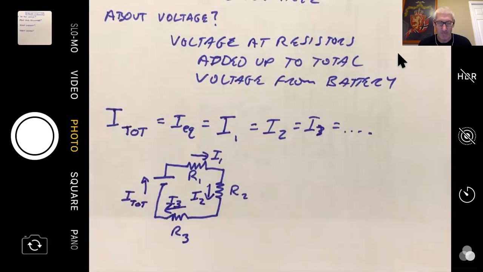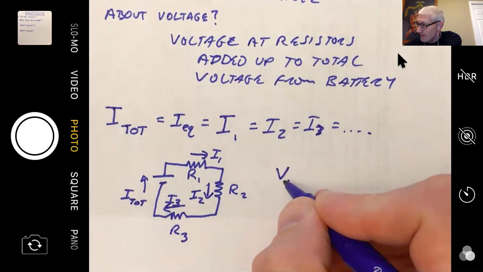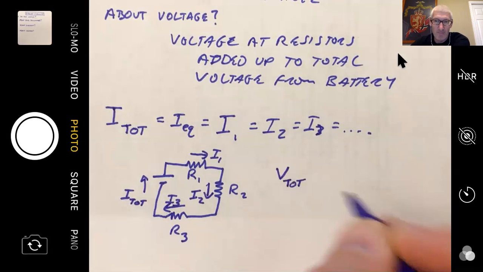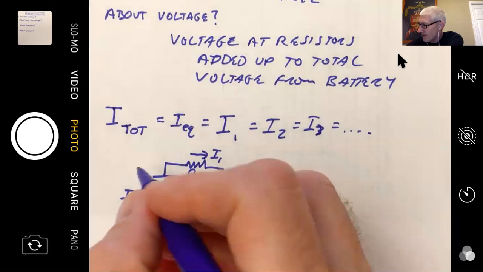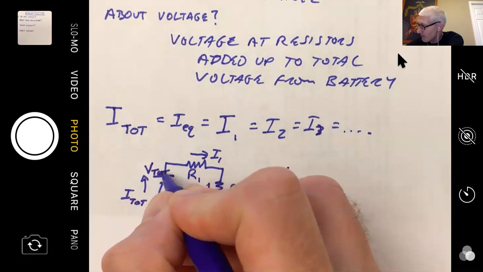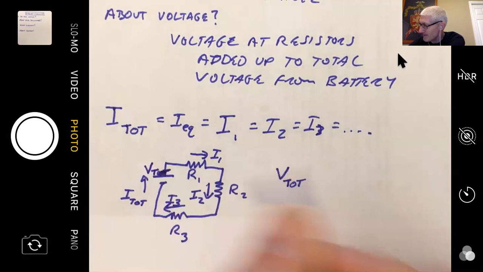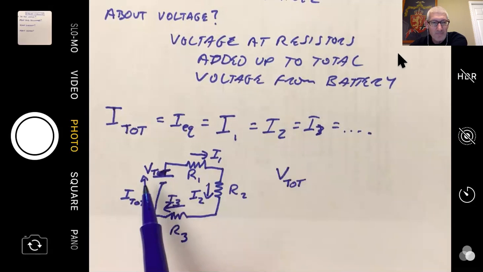Easy peasy. Now, the second rule, for voltage. If I want to talk about the total voltage from the circuit, that comes from your battery. So I'm going to put V total right over here by the battery. Oh, my pen got all messy there. That's V total. Sorry about that, guys, my writing got all kinds of messed up. So V total is the voltage that is supplied by the battery.